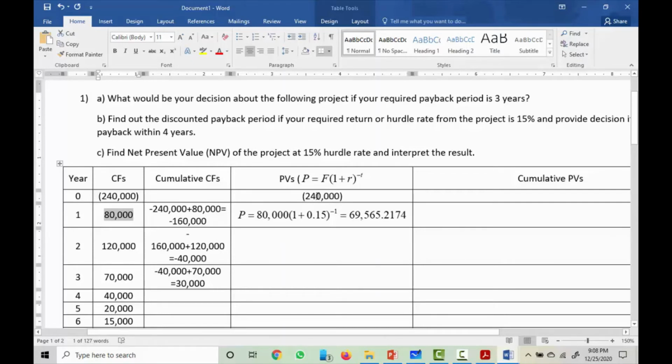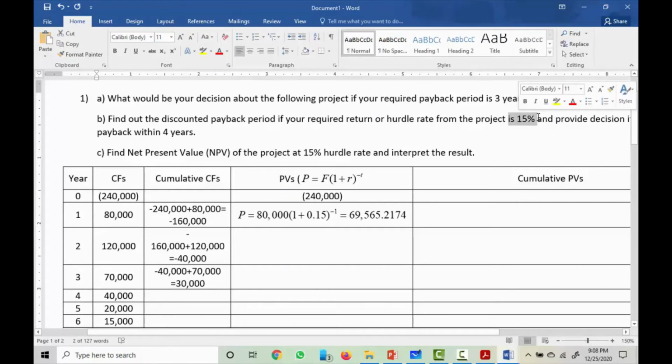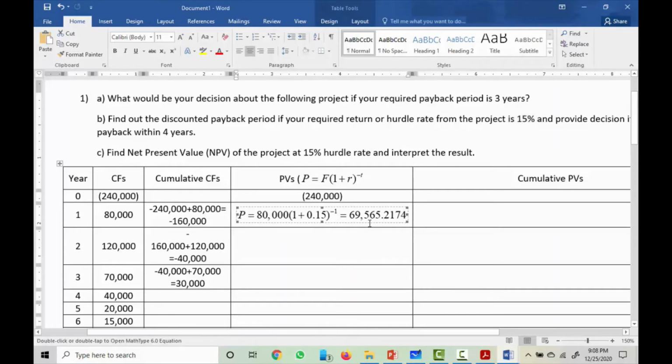This is the future cash flow. So F is equal to this one multiplied by 1 plus R. R is the required return. The required return from the project is 15%. This is the required return or hurdle rate. So R is equal to 15%, that is 0.15. Power T is equal to -1, since we are moving 1 period behind. If you calculate this one, this is the present value.